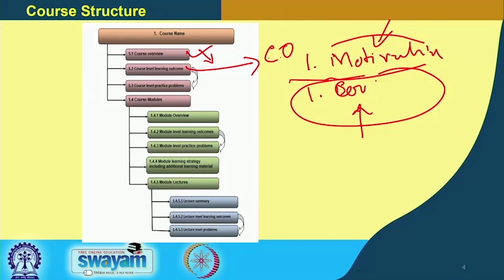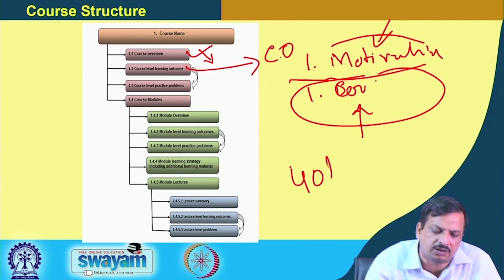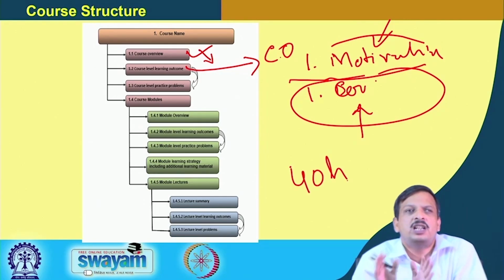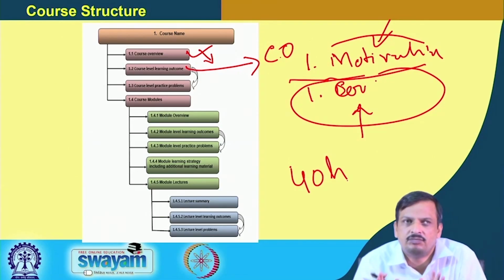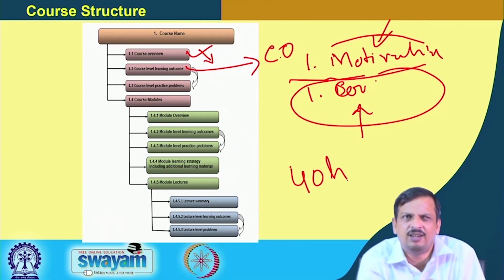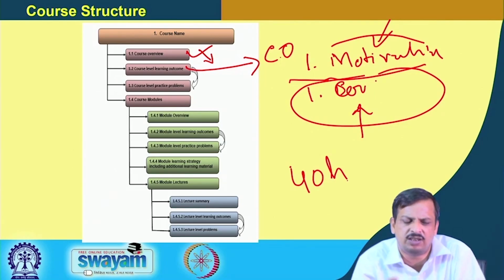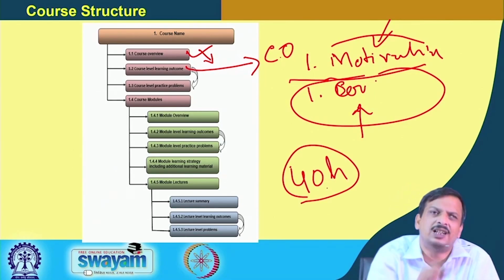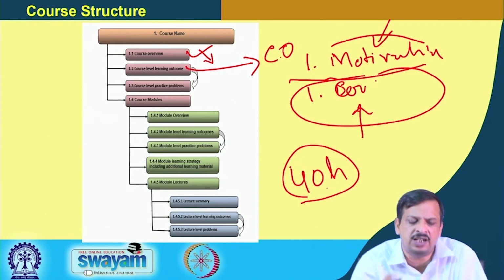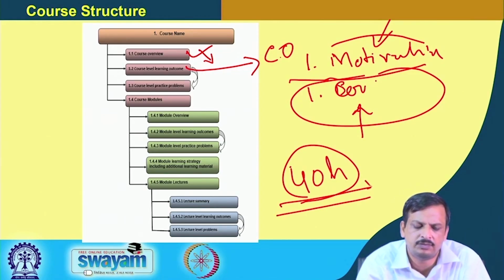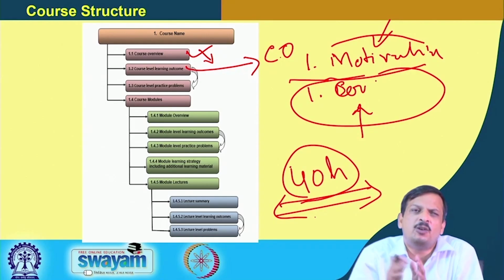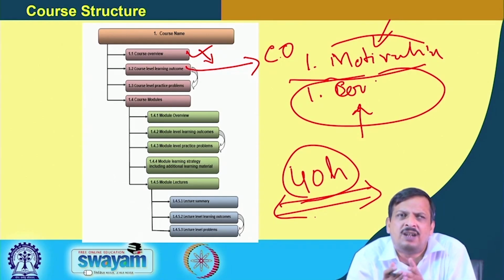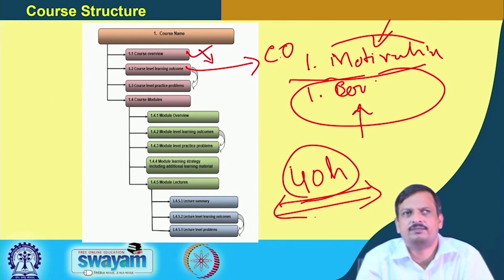Generally in this structure we think about 40-hour courses. Generally, a course consists of 40 hours. In most of engineering education, it is 40-hour courses. Let us think about a course duration of 40 hours. Then people will ask, how many course outcomes are essential?